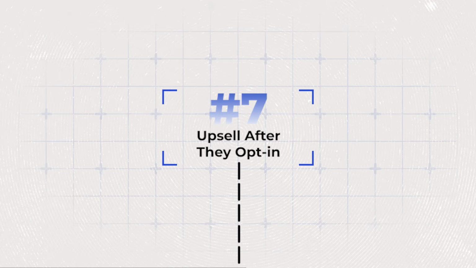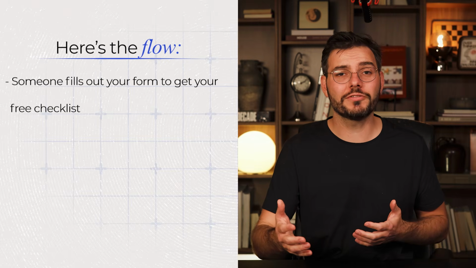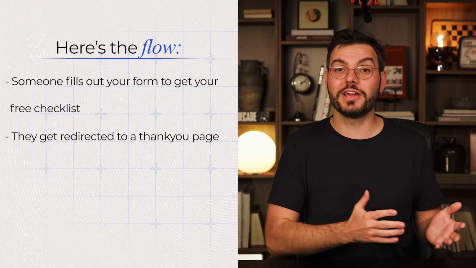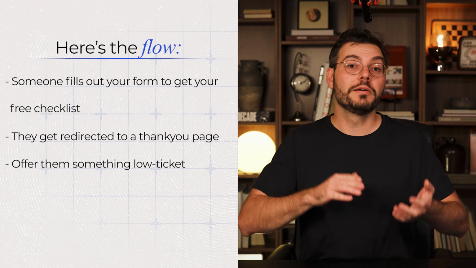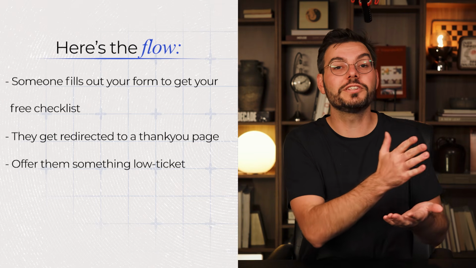So the last one, hack number 7, upsell on your thank you page. This is how you actually start making money from your landing page instead of just collecting emails. And it works really well because people are already engaged. So here's the flow. Someone fills out your form to get your free checklist or whatever you're offering, they submit it, and then they get redirected to a thank you page. And on that page, you offer them something low ticket. Maybe a $17 webinar replay, maybe a $27 mini course, something that's directly related to what they just downloaded for free.